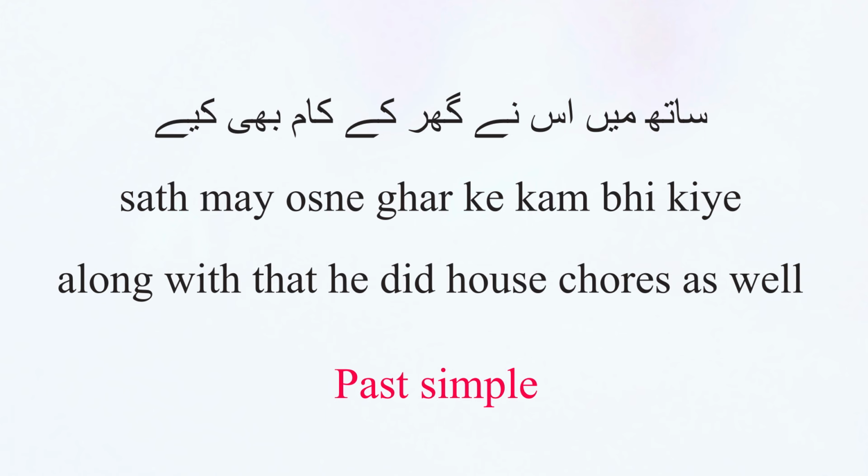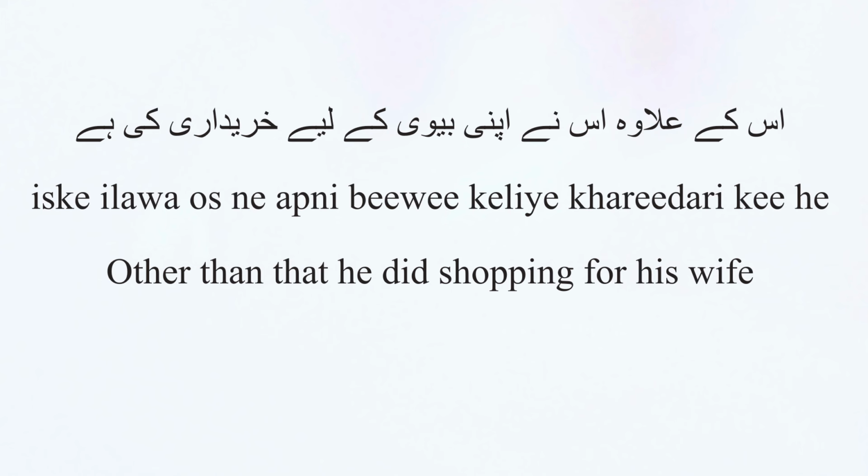इसके अलावा उसने अपनी बीवी के लिए ख़रीदारी की है. इसके अलावा means other than that, उसने अपनी बीवी के लिए means for his wife, ख़रीदारी की है, ख़रीदारी करना is to shop. This is the present perfect tense. He has bought things for his wife. ख़रीदारी is feminine, so it's की है, instead of किया or किए.